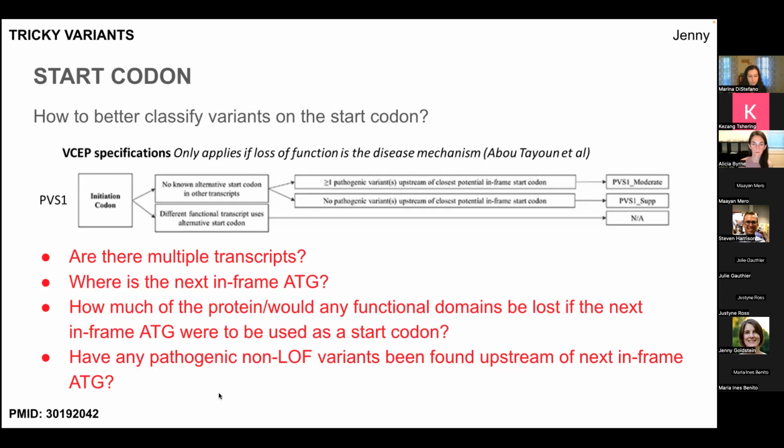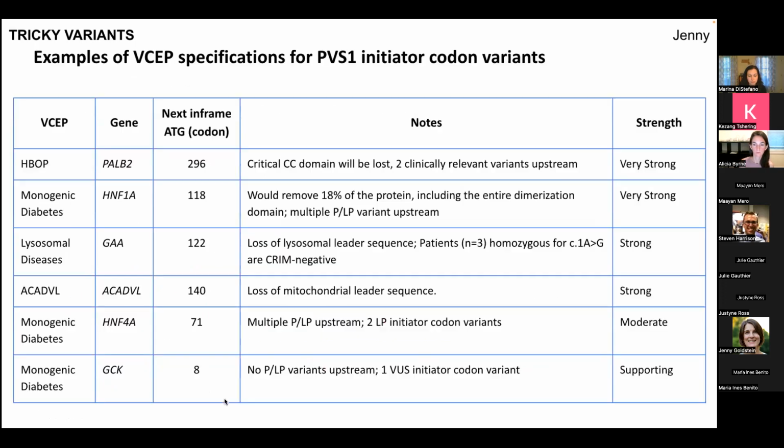So in that initial guidance, the SVI suggested using PVS1 at supporting if there are no known alternative start codons in other transcripts and no pathogenic variants upstream of the closest potential in-frame start codon. However, if there are pathogenic variants upstream of the closest potential in-frame start codon, you could apply PVS1 at moderate. So going on to the next slide, please. And I'll just go quickly.